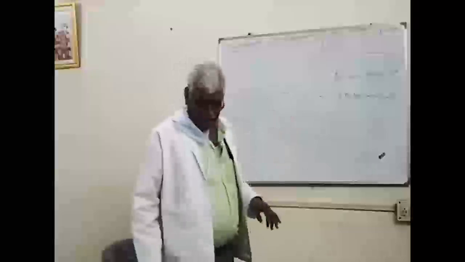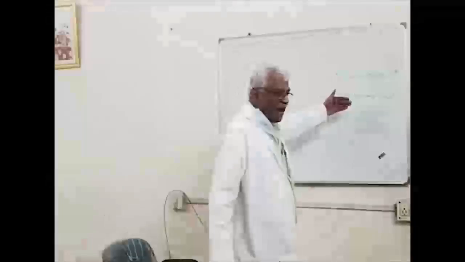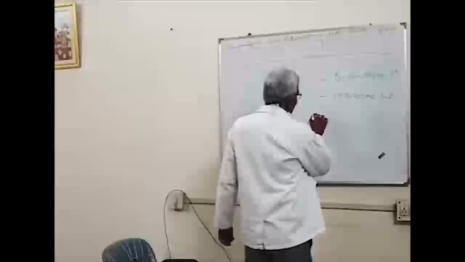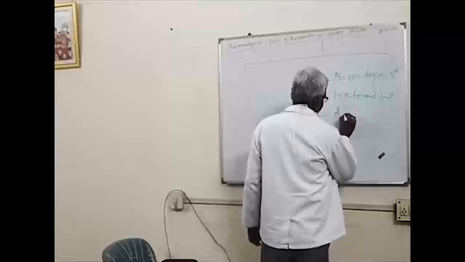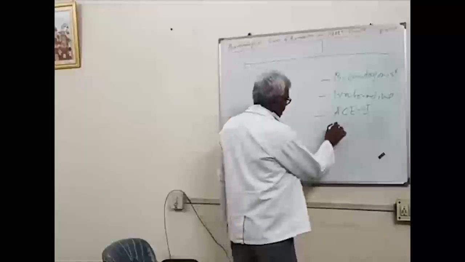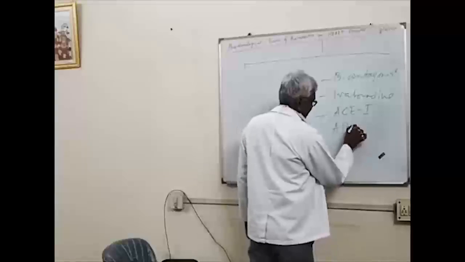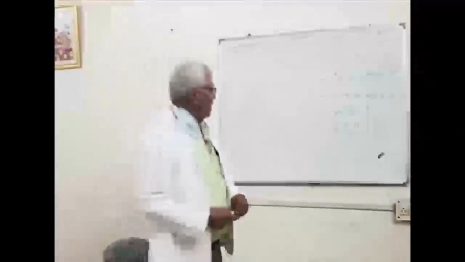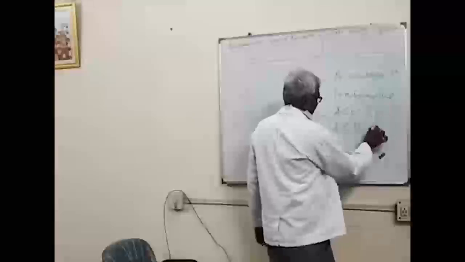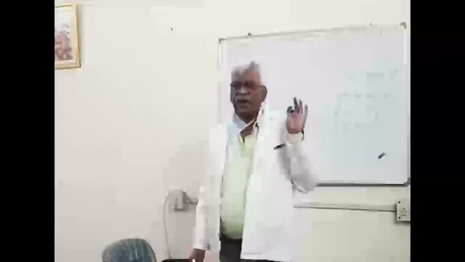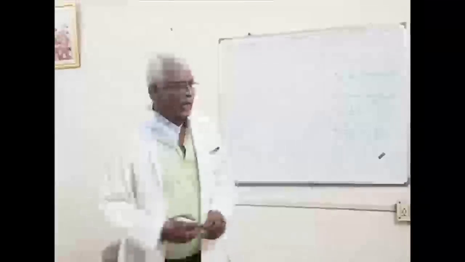So ivabradine is the bradycardic drug used for heart failure. Now, ACE inhibitors, angiotensin converting enzyme inhibitors, a big list of drugs are there, and the ARBs, angiotensin receptor blockers, are also used for heart failure, and a big list of drugs are there. I'm not mentioning the different names, I have not mentioned the different names of the ARBs also, you can learn from your book.